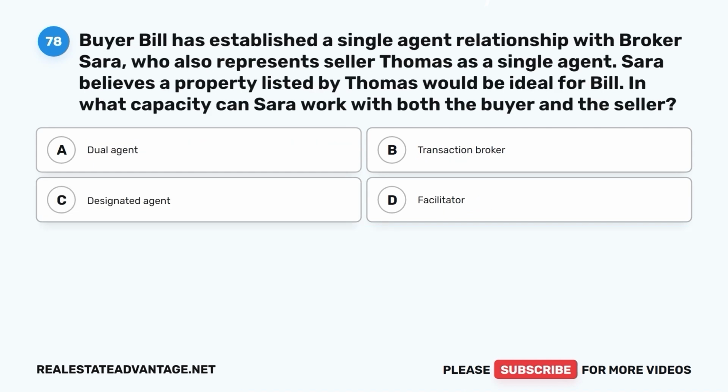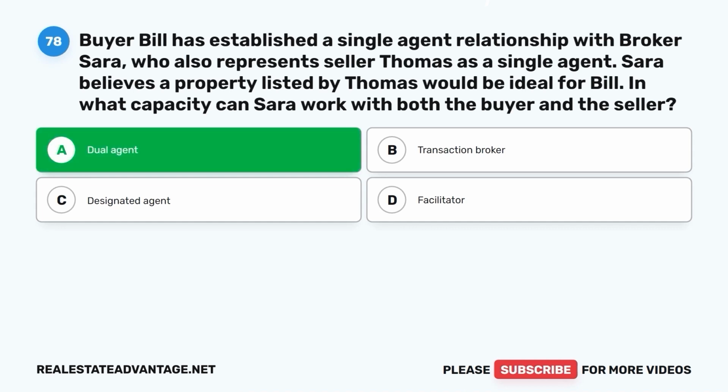Question 78. Buyer Bill has established a single agent relationship with broker Sarah, who also represents seller Thomas as a single agent. Sarah believes a property listed by Thomas would be ideal for Bill. In what capacity can Sarah work with both the buyer and the seller? A. Dual agent. B. Transaction broker. C. Designated agent. D. Facilitator.